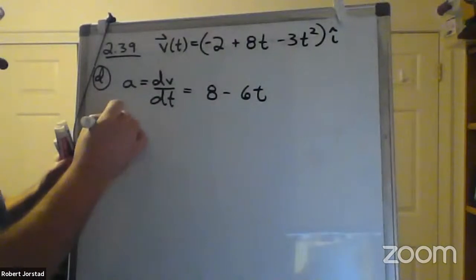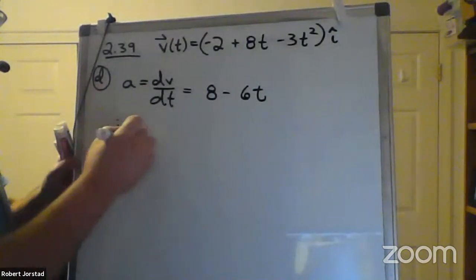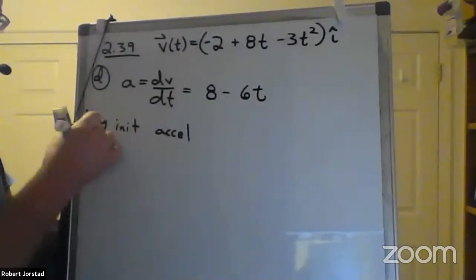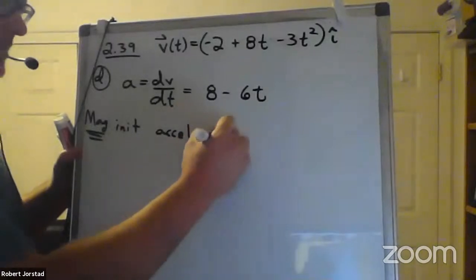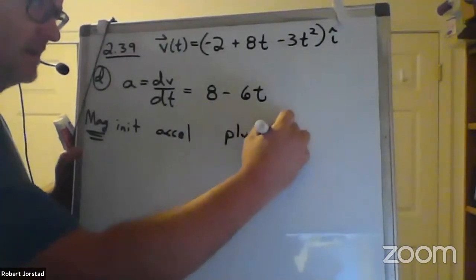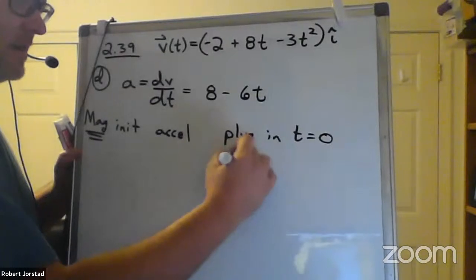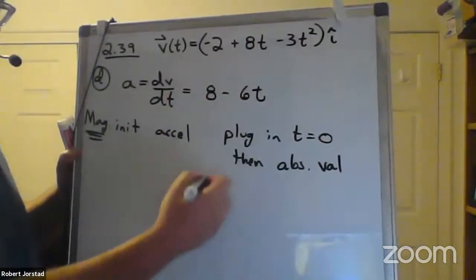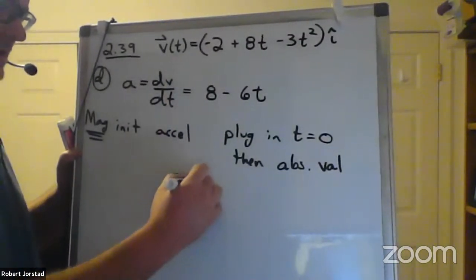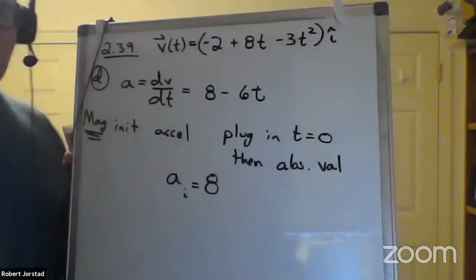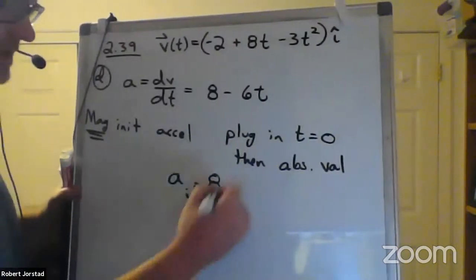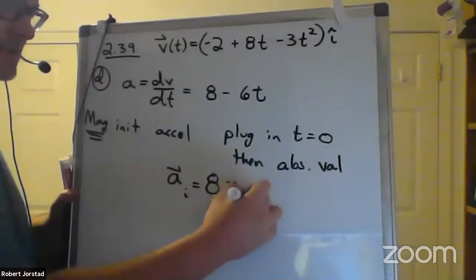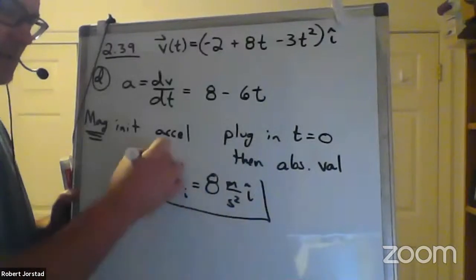Now, in this case, it asked for initial acceleration, and it asked for the magnitude. So that means plug in t equals 0, then absolute value. Now, in this case, either way, we get A initial equals 8. Obviously, I'm not writing the units again, but we could for our final answer just to make it look pretty. And then if you want to, we could stick back on the symbols at the end.